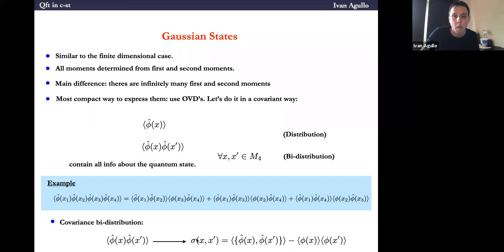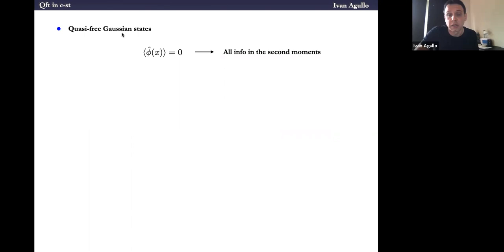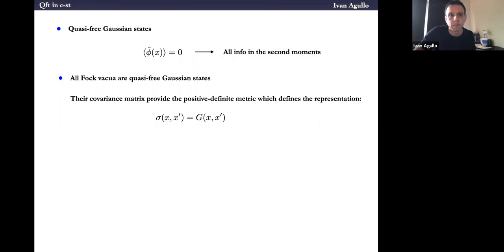Quasi-free states. Quasi-free Gaussian states are just Gaussian states with zero mean. All the information is in the second moment. All Fock vacua are quasi-free Gaussian states for field theory. Their covariance matrix provides the positive definite matrix which defines the Fock representation. Exactly the same as in the finite dimensional case. So if you give me the two-point function of your quantum state, I can build a Fock representation in which this quantum state is the vacuum. So one-to-one relation between Fock representations and quasi-free Gaussian states by this beautiful relation.